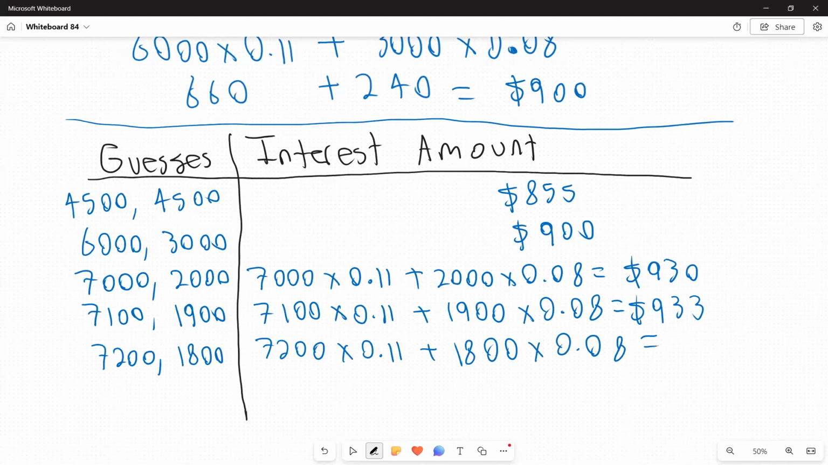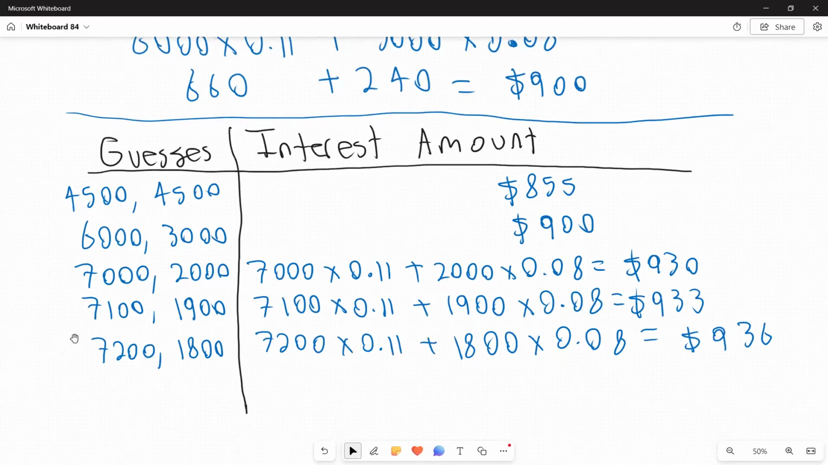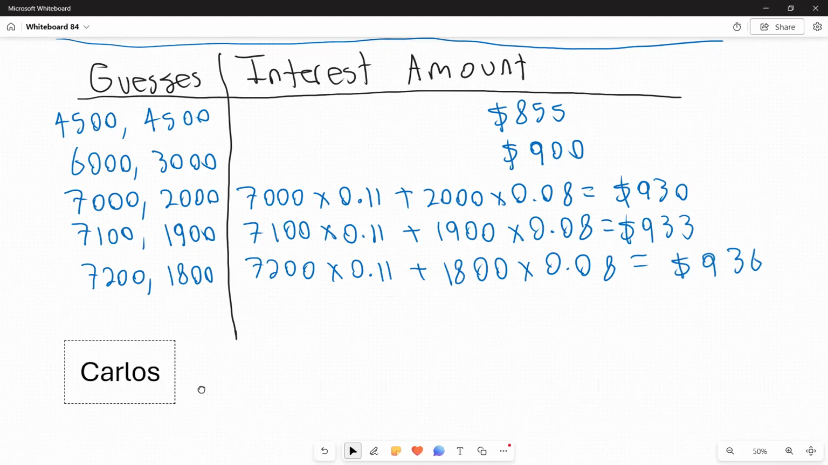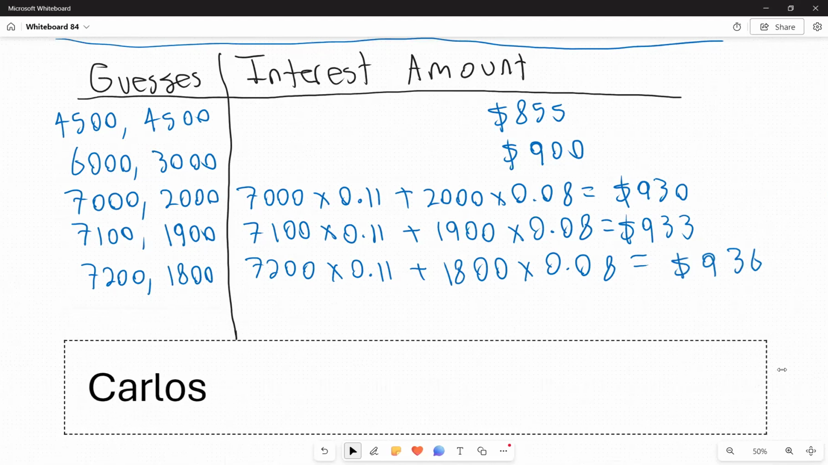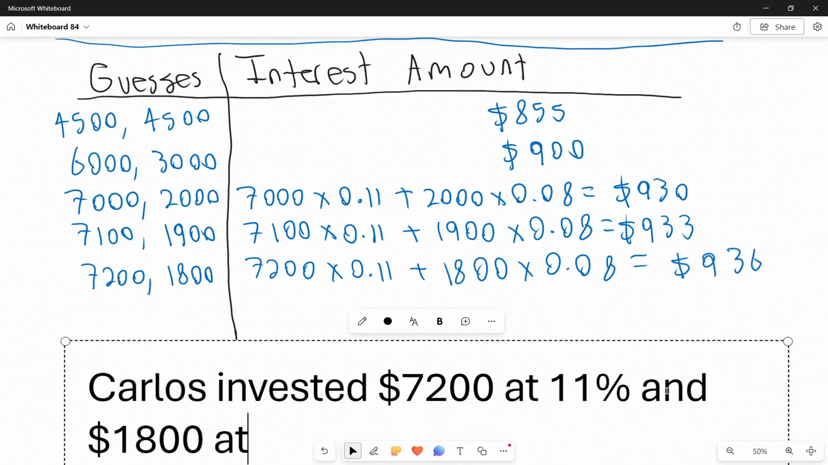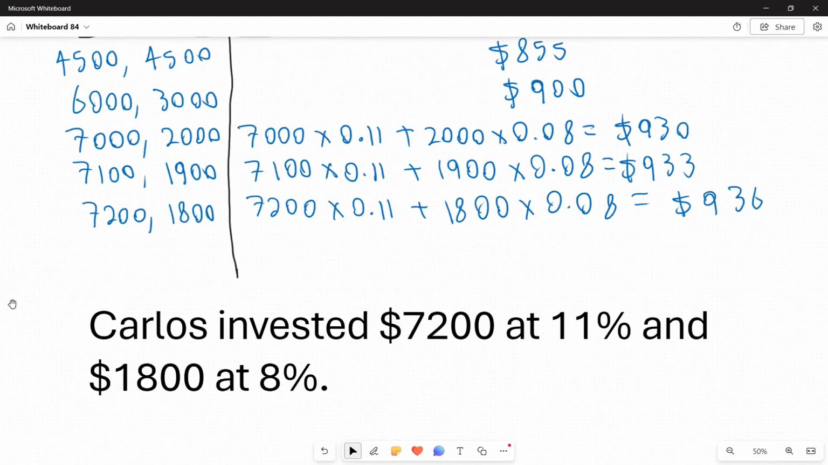Now a calculator check will show you that the total interest is 936. So that's the final answer. Carlos invested 7,200 at 11% and 1,800 at 8%. Okay, so that's the final answer.